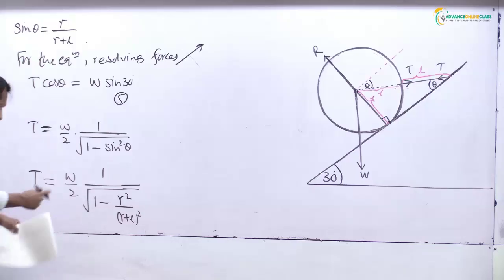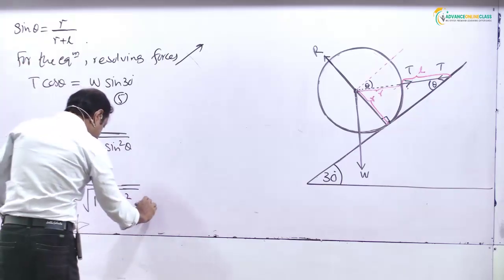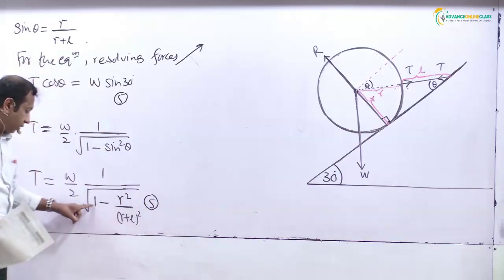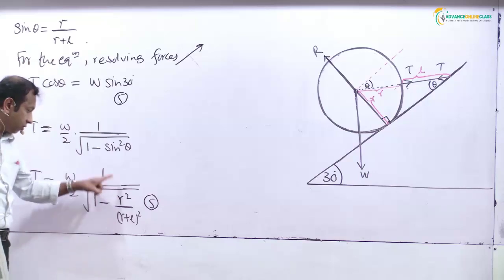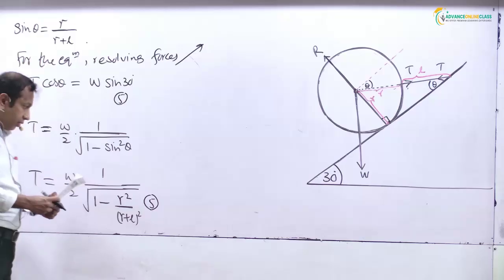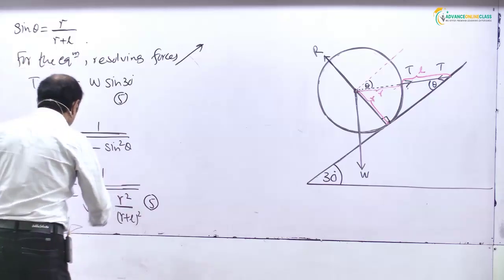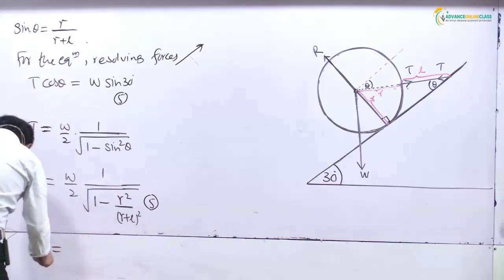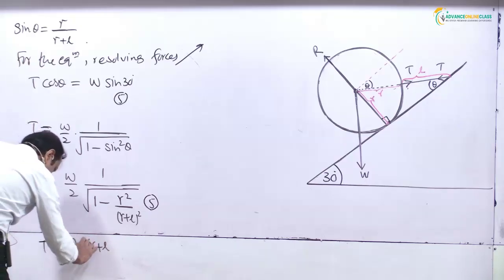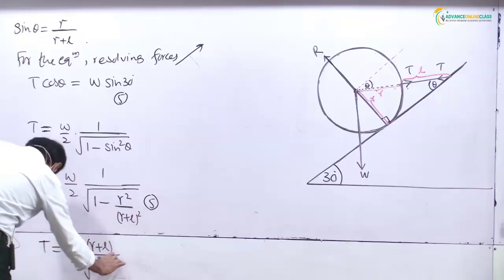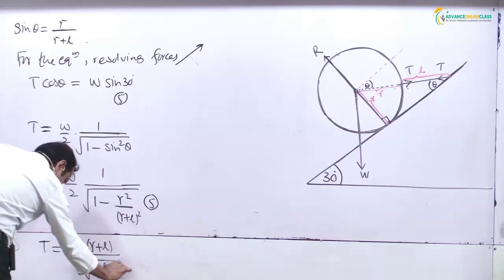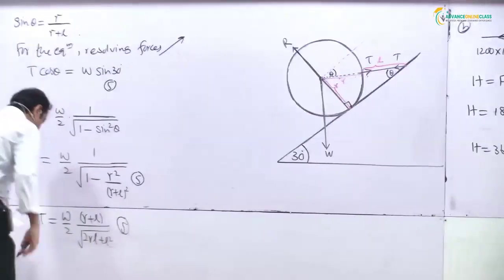Substituting here, 5 marks coming. Take this R plus L squared here and simplify this and take this numerator, the square will vanish. Then we get the first answer. Therefore, T equals W by 2. Next answer comes as R plus L divided by the square root of 2RL plus L square, 5 marks.